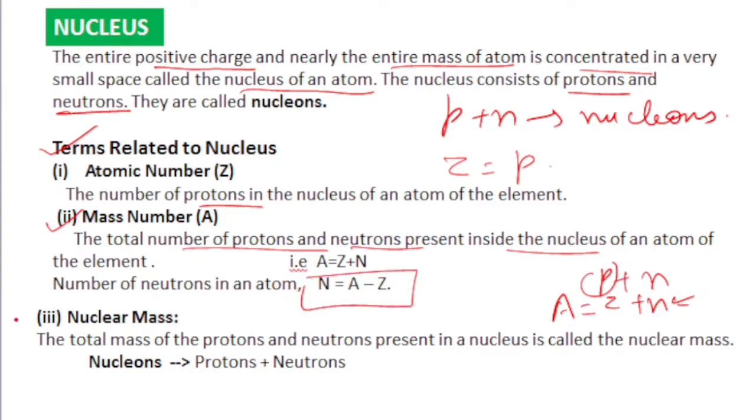After this, nuclear mass. Nuclear mass is the total mass of protons and neutrons present in the nucleus of an atom. This is called nuclear mass, or you can say atomic mass. Total mass of protons and neutrons means the total mass of nucleons. This total mass of nucleons, or total mass of protons and neutrons, is called nuclear mass, or you can say atomic mass also, right?